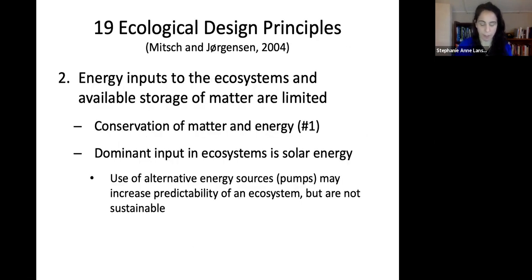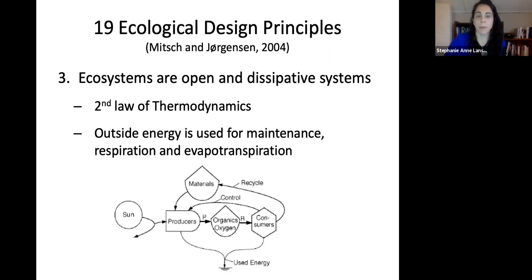Right, number 2. So forcing functions was number 1. Number 2 is energy inputs to the ecosystem and available storage of matter are always limited. So again, the conservation of mass and energy, the first law of thermodynamics. And so the dominant input into ecosystems is solar energy. So anytime we use other sources of energy like a pump, it may increase the predictability of a system. We know exactly when it's going to come in, but it might reduce our sustainability.